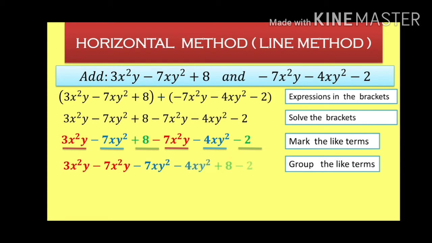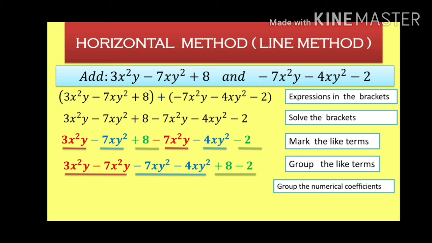Now we will group them. So apple with apple, orange with orange, like this. All the x squared y together, all the xy squareds together, and constants together. Next, we'll solve it. We'll group the numerical coefficients, or we can do it directly also. So when we group them: 3 minus 7 for x squared y, minus 7 minus 4 for xy squared, and 8 minus 2.